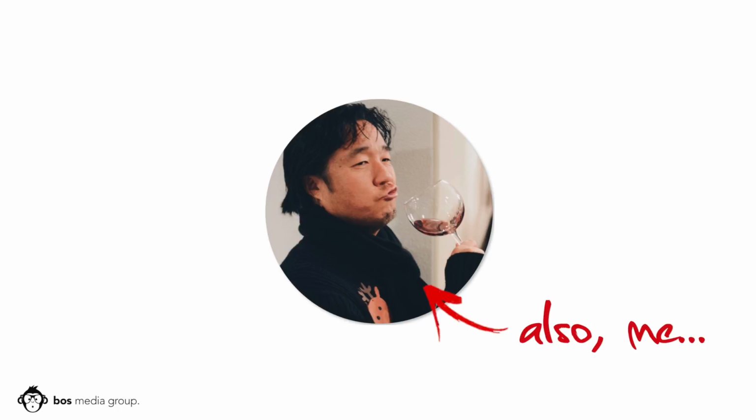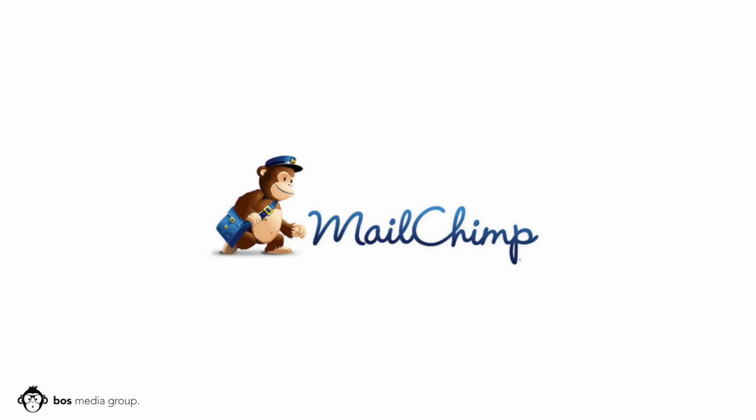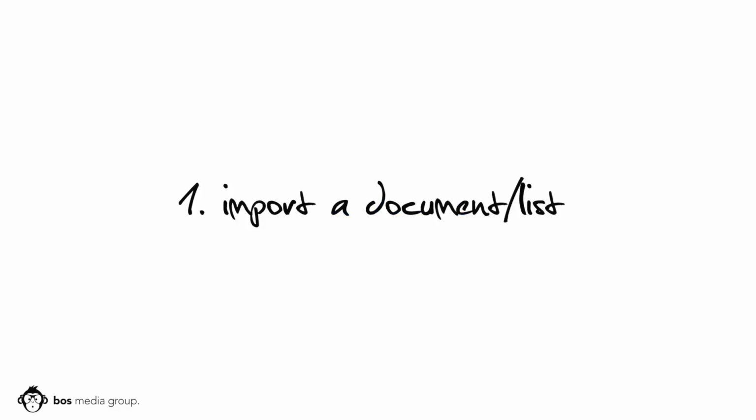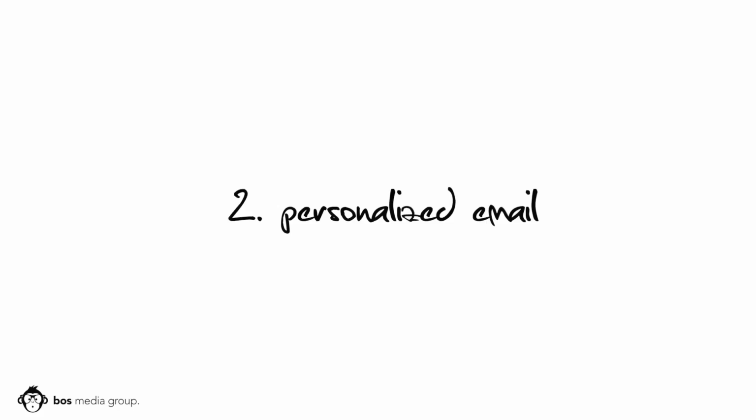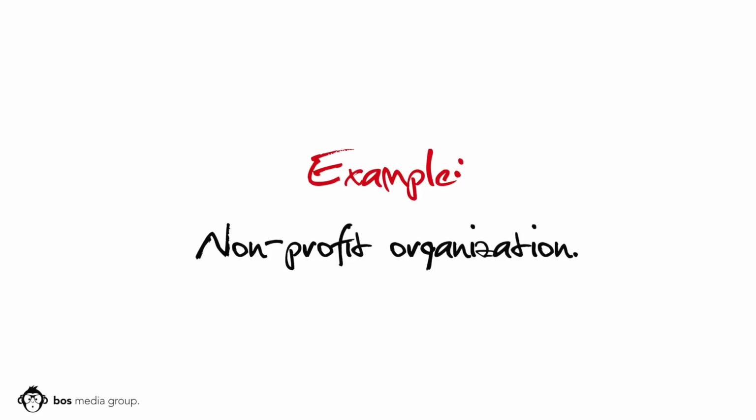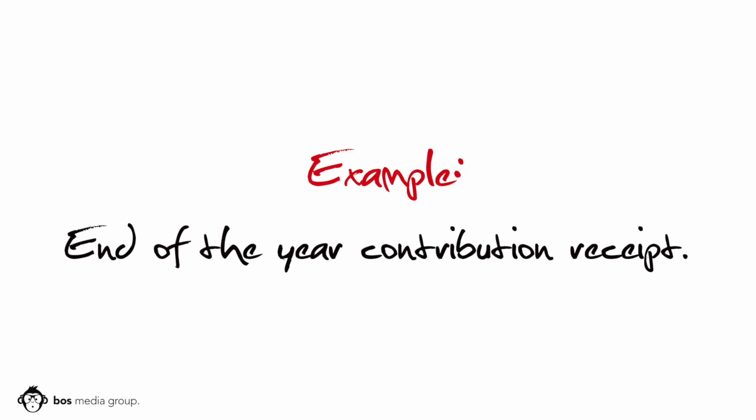So I got a question today regarding Mailchimp, and I thought it would be really helpful to show everyone how to quickly import a document and create a personalized email to each recipient. The company we're working with is a nonprofit organization, and they're ready to send out end of the year contribution information via email.